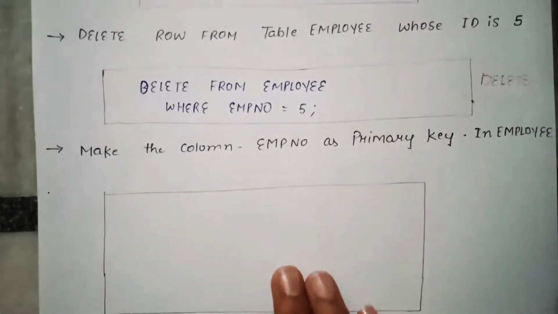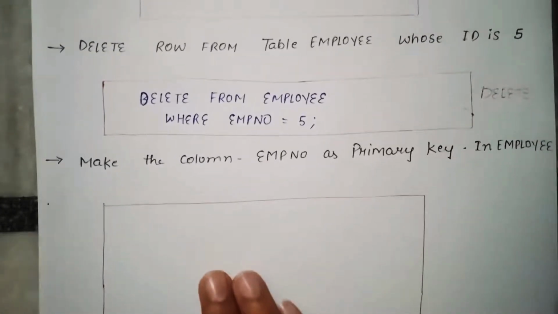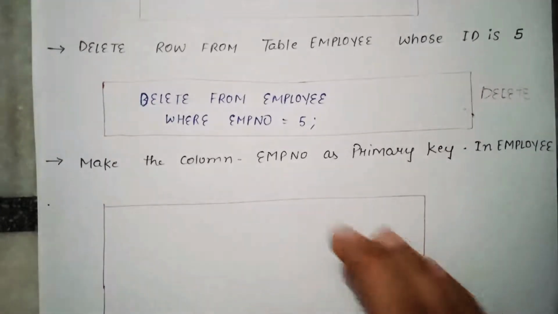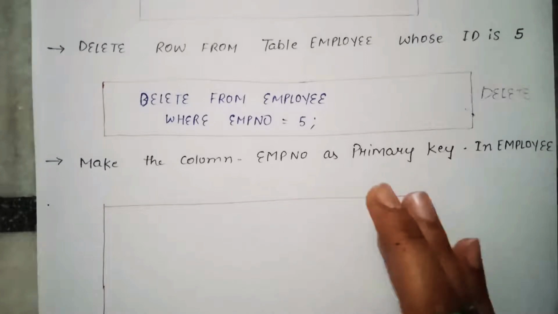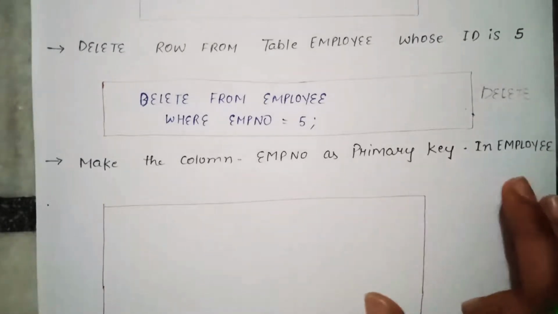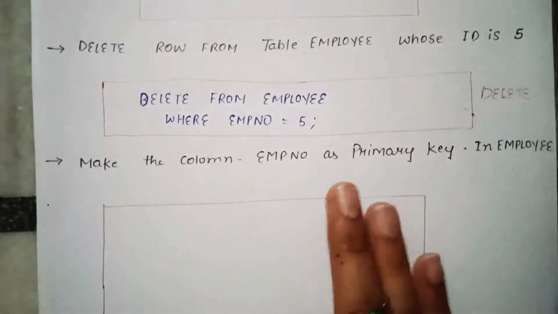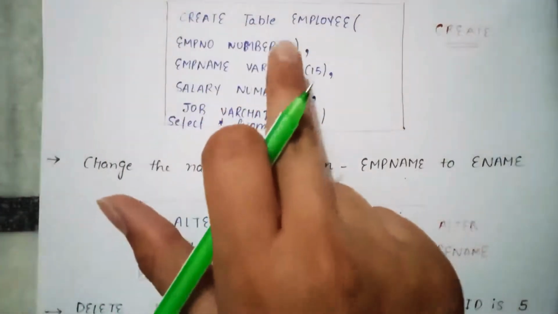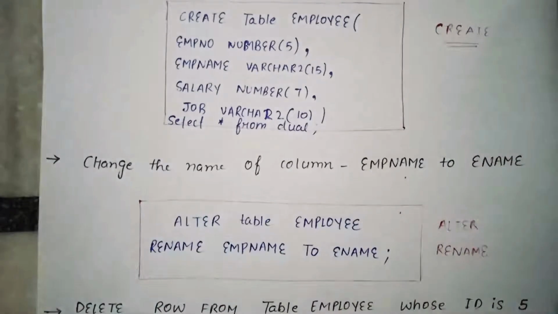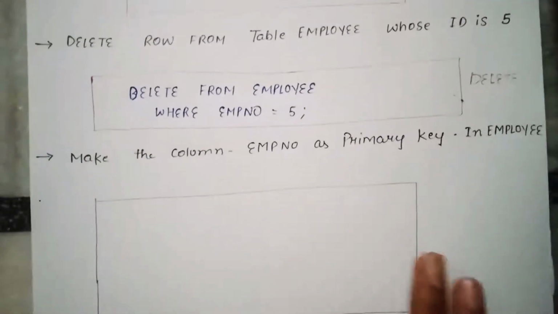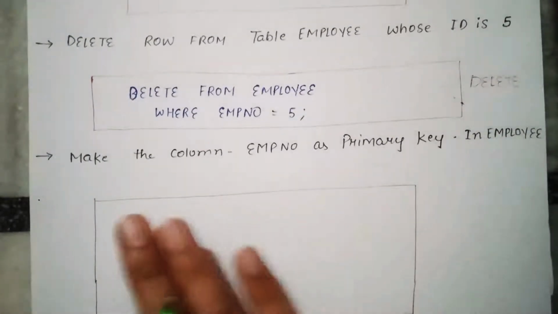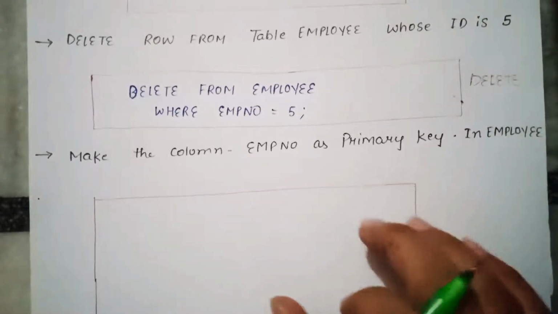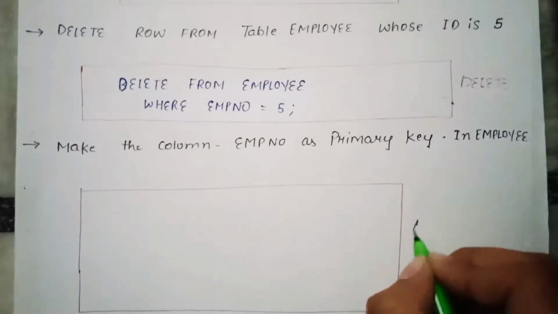Next, what is the fourth query? Here let's read it: make the column imp number a primary key in the employee table. As we know, we have created an employee table, but we have not mentioned this column as a primary key or any key. So we have been told to convert this column into a primary key. Again this will happen by using the alter command.